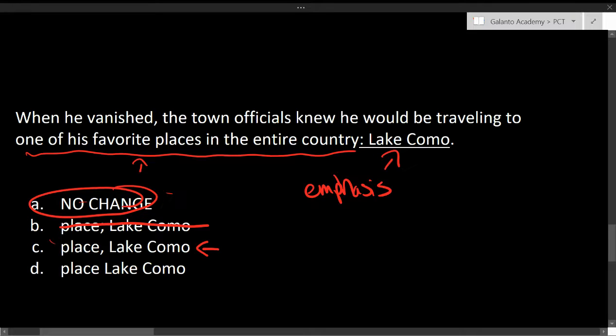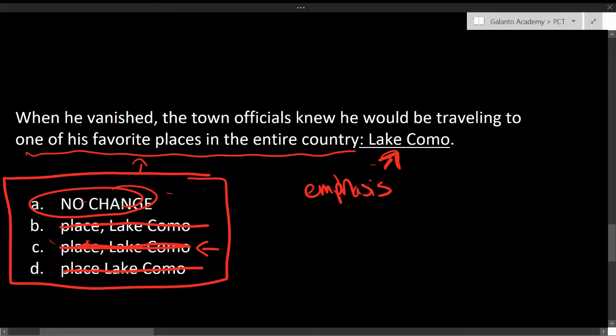And then we couldn't just take away all the punctuation. Officials knew he would be traveling to one of his favorite places in the entire country, Lake Como. We need to have punctuation to help us introduce and emphasize this place or location. So again, the most important thing is to stick to our essential rule with colons, and that'll oftentimes help you rule out really quickly from these answers right here if you see one. If there is a full sentence before the colon, then it can be used, and then you decide whether or not that's the best choice.